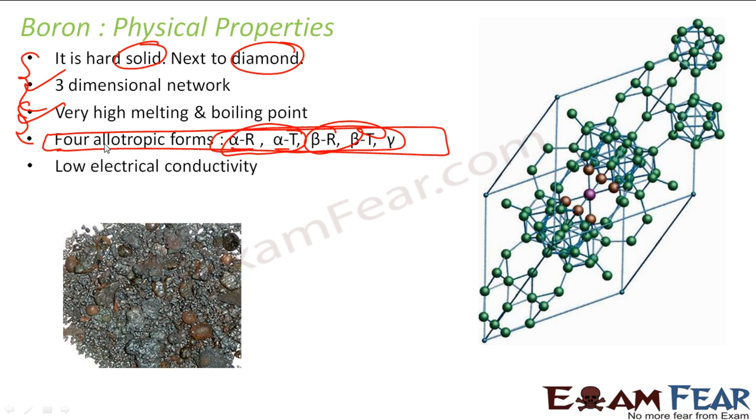It has very low electrical conductivity because if you see, all the atoms are very tightly coupled, and there are no free electrons for electrical conduction. You can say that it is very hard, with very high melting and boiling point and no electrical conductivity, because diamond also has a similar kind of structure, and diamond also has similar properties.